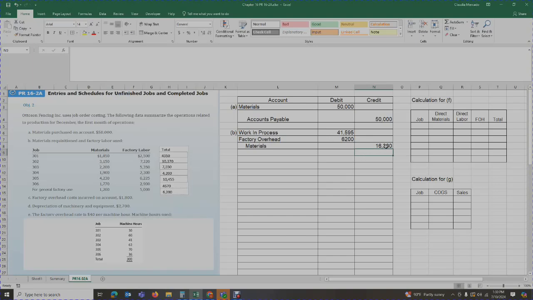So I am going to reduce my materials balance by $16,300 because I have moved that materials into my working process. So when you buy materials, you debit. When you requisition materials to be put into working process, you credit the materials account.